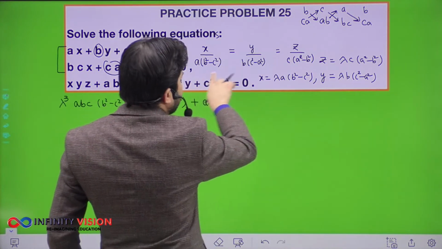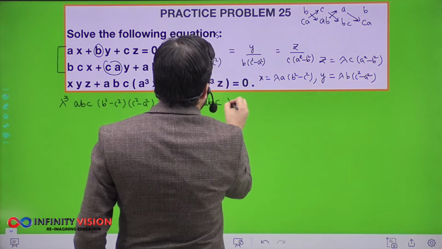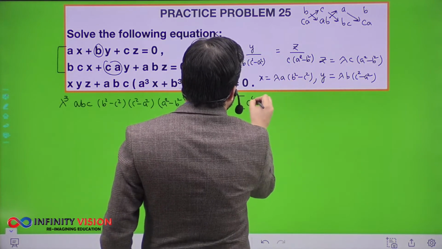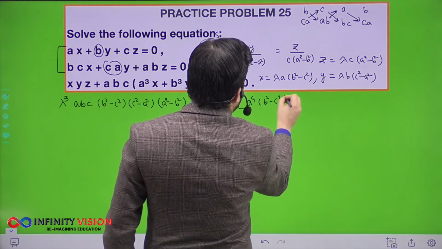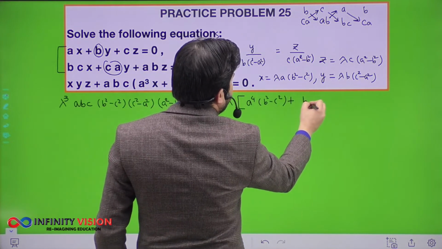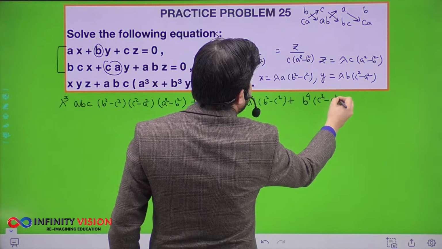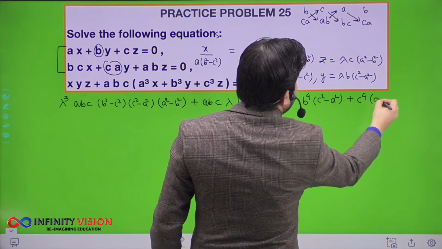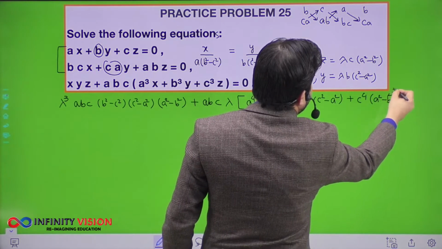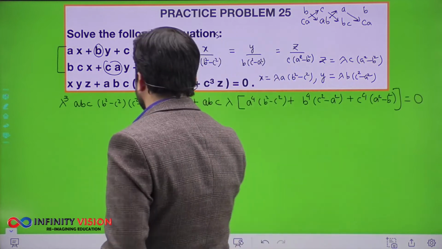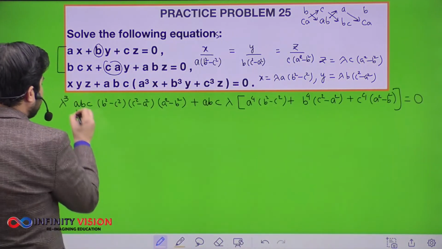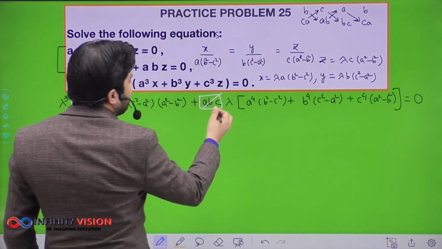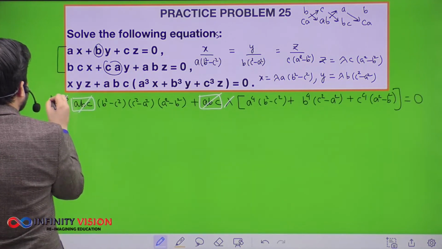So I know in each x, y, z I have lambda, so I'll take lambda out. And inside I'll get a cube into a into b square minus c square, which means a to the power 4 b square minus c square. Then b to the power 4 c square minus a square. And then c to the power 4 a square minus b square. It will follow the structure or symmetry or cycle, what you want to say. Now what I can see is that ABC is common. So ABC can be taken out. Lambda can be taken out, so it will become lambda square.